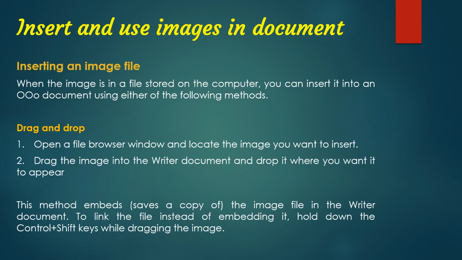Then drag the image by holding down the left mouse button and start dragging into the Writer document and drop it by releasing the left mouse button where you want it to appear. This method embeds the image file in the Writer document. To link the file, instead of embedding it, hold down the Ctrl plus Shift keys while dragging the image.